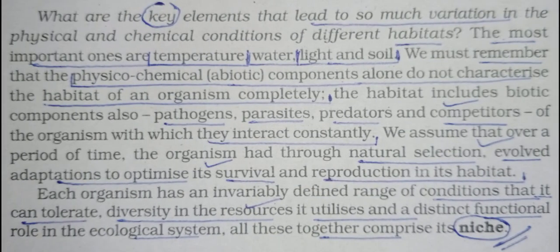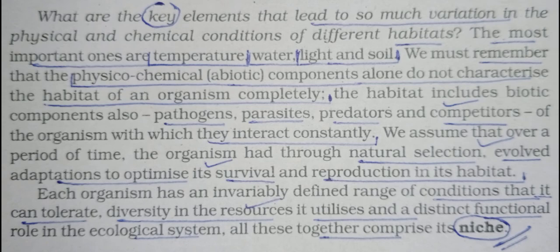Okay, last 2 paragraphs. We can say, what are the key elements that lead to so much variation in the physical and chemical condition of different habitats. So 4 names are there, underlined. First one is temperature, second one is water, third one is light, and fourth one is soil.